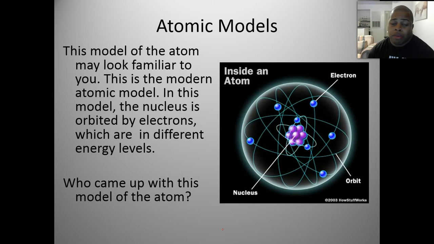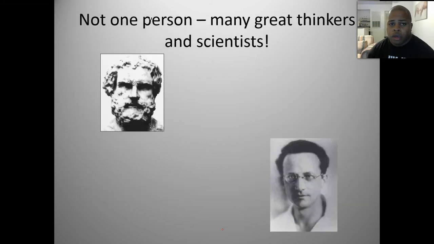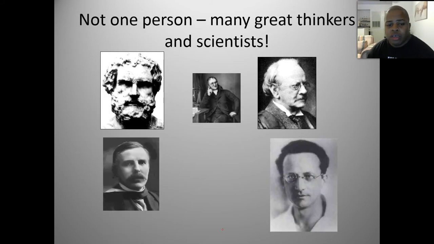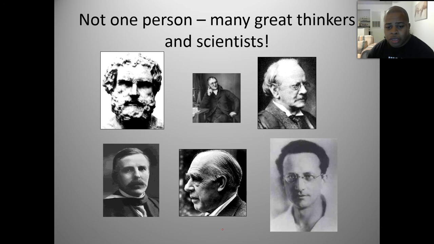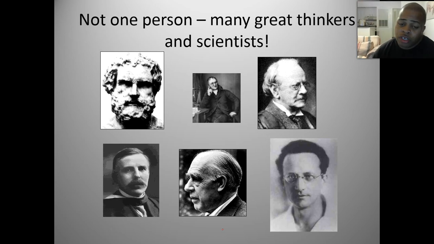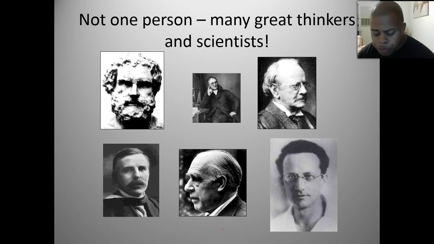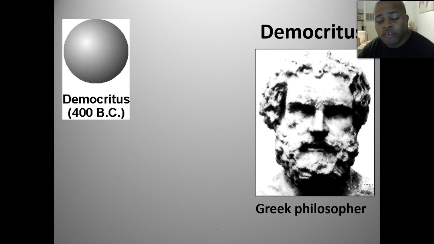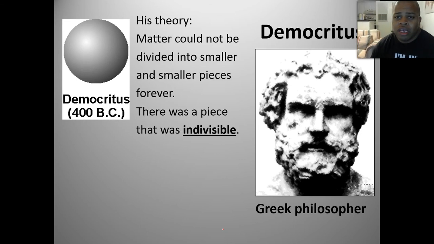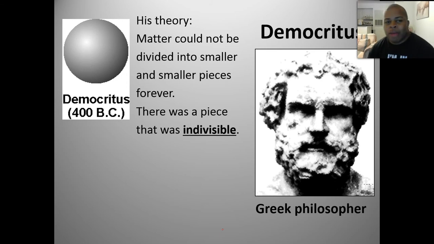So who came up with the model? It was different people. It was 6 men, actually more than that, but 6 main people that we're going to look at today who helped us to arrive at this model that we use. The first of which we're going to talk about is a man named Democritus, however you want to say his name. Now, the Democritus theory is that matter could not be divided into smaller and smaller pieces forever.